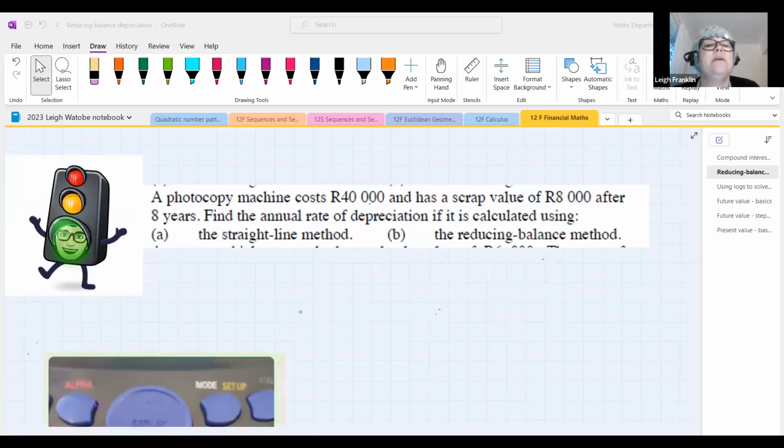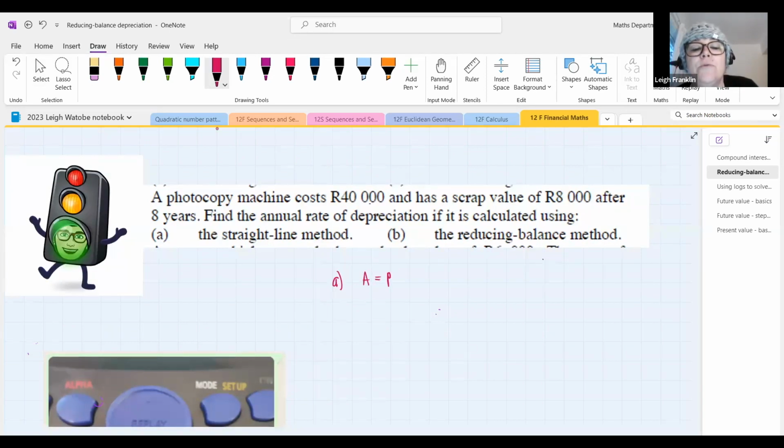All right, so let's have a look at part A first of all. So we've got A equals P(1 minus in). We've got to be very careful about which formula we select to use in financial maths, because if we use the wrong formula, we get absolutely no marks at all. Okay, so what is the P and what is the A?